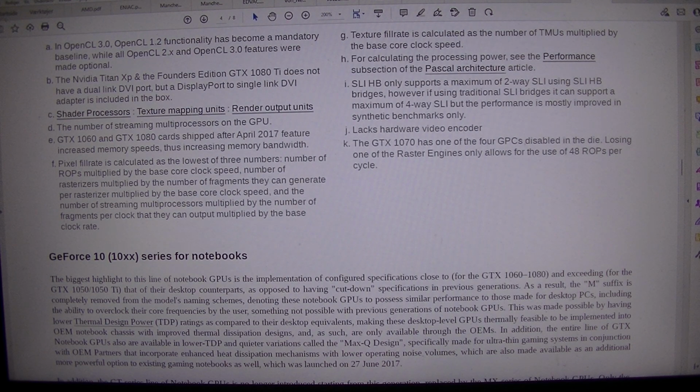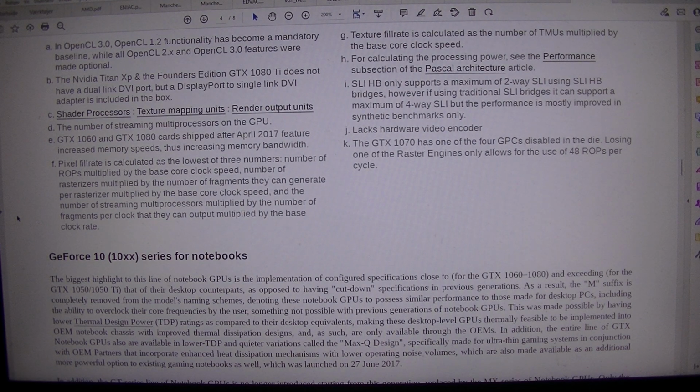SLI HB only supports a maximum of two-way SLI using SLI HB bridges. However, if using traditional SLI bridges it can support a maximum of four-way SLI, but the performance is mostly improved in synthetic benchmarks only. Lacks hardware video encoder. The GTX 1070 has one of the four GPCs disabled in the die. Losing one of the raster engines only allows for the use of 48 ROPs per cycle.